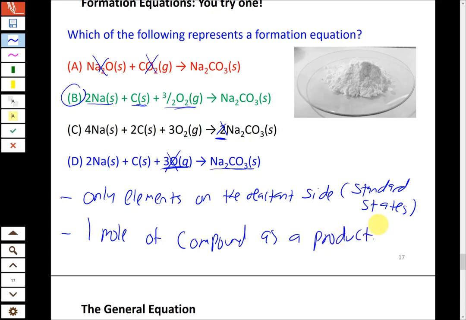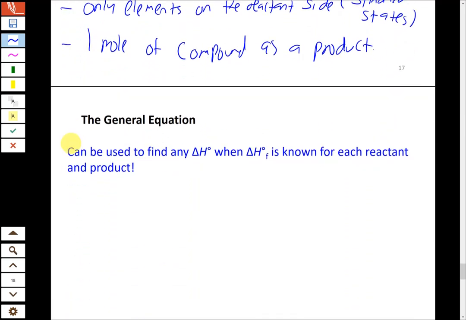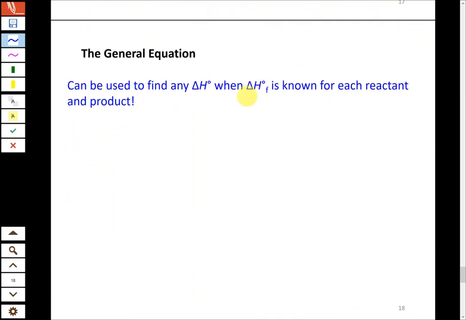So there may be some problems like that that just ask you conceptually about what a formation equation is. Now the big deal with formation equations though is that it allows us to calculate delta H for any equation as long as we know the delta H of formation for each reactant and product. So this really is an application of Hess's law. If you write out all the formation equations and you flip them, multiply them, add them together like we just did, you'll get the overall equation, you'll be able to add those together to get delta H, but you don't necessarily have to go through all the effort.